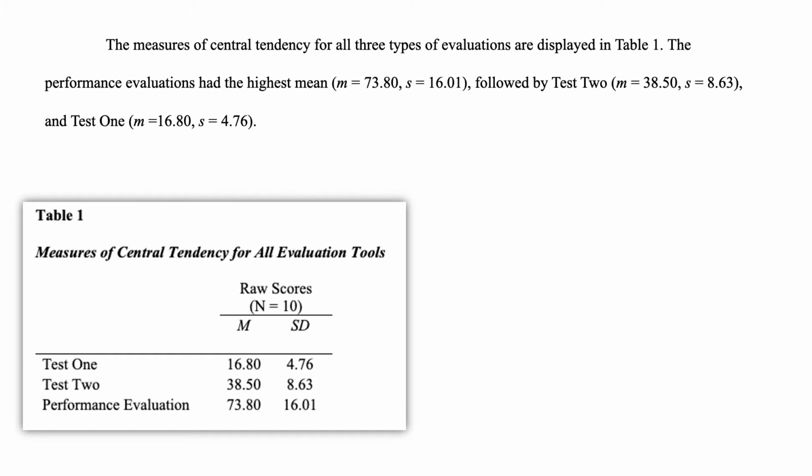Here's how I'd write it up. The measures of central tendency for all 3 types of evaluations are displayed in Table 1. The performance evaluations had the highest mean, a mean of 73.80, standard deviation of 16.1, followed by Test 2, mean of 38.5, standard deviation 8.63, and Test 1, mean of 16.8, standard deviation of 4.76.